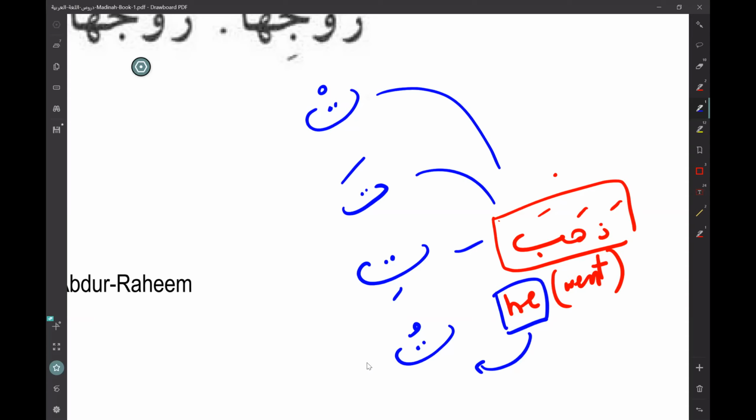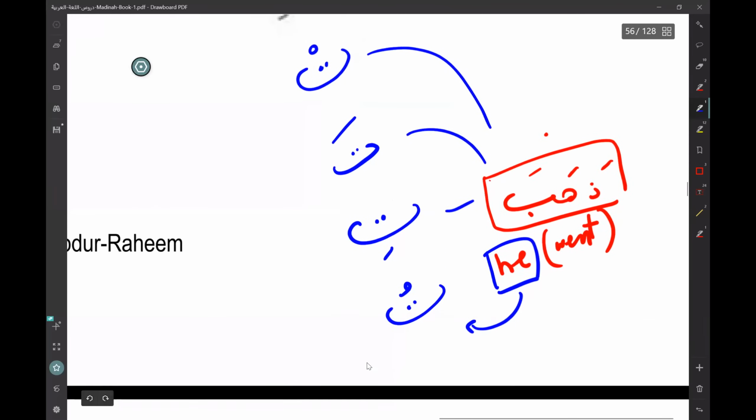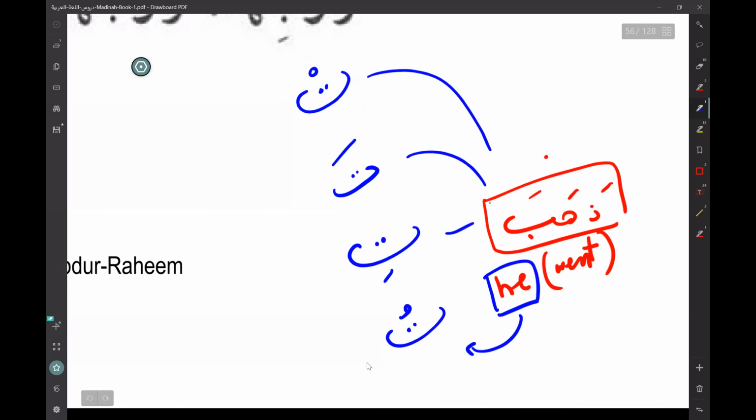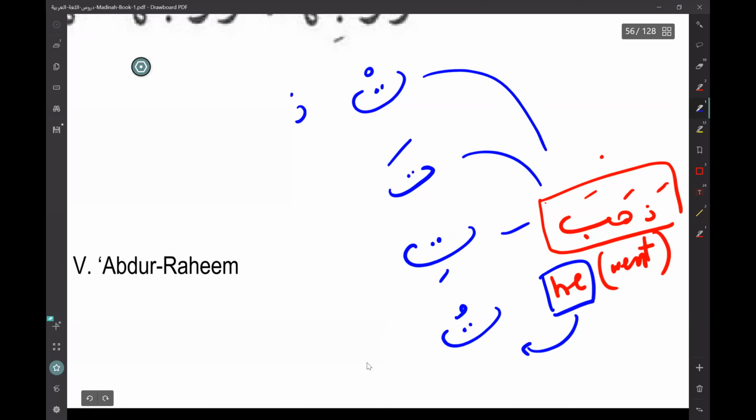Maybe in a later chapter they will show you more, because these are all singular. The book hasn't introduced plural or dual yet. Everything we're doing so far is singular, one entity. I is one, you is one, she is one, he is one. Now, dhahaba was "he went." If you add ta with sukun and say it like this, dhahab, dhahabat, then it means "she went."